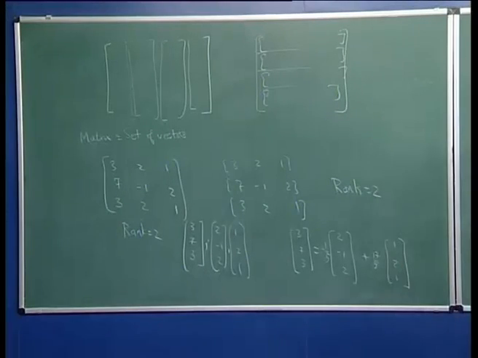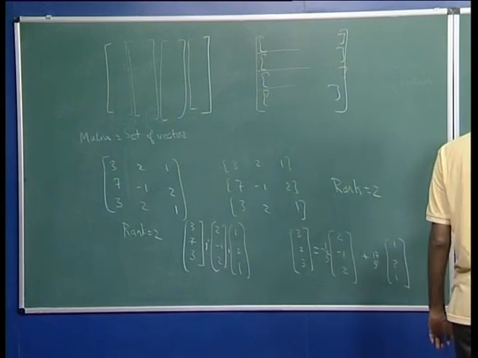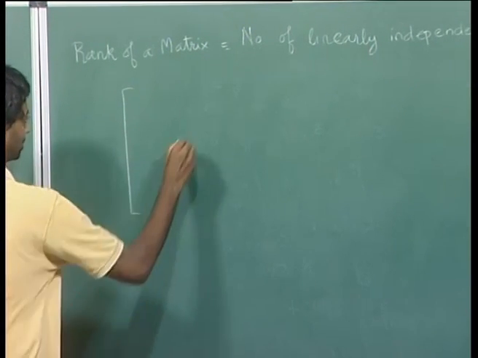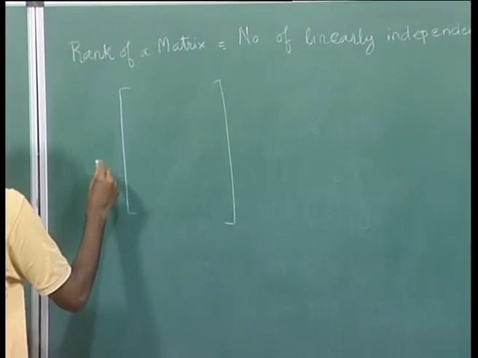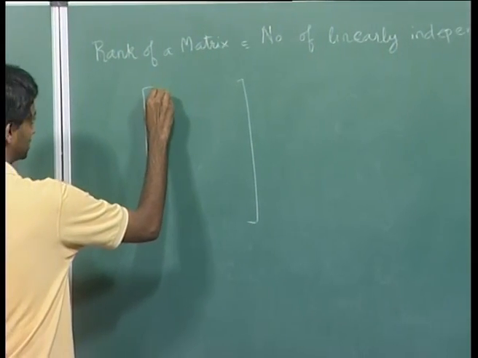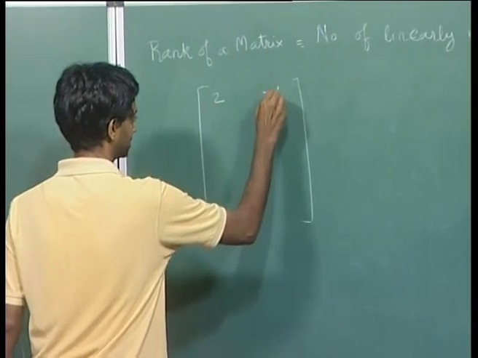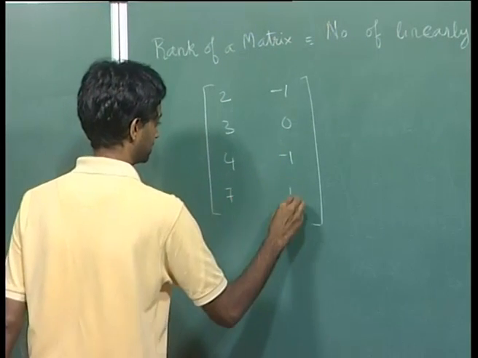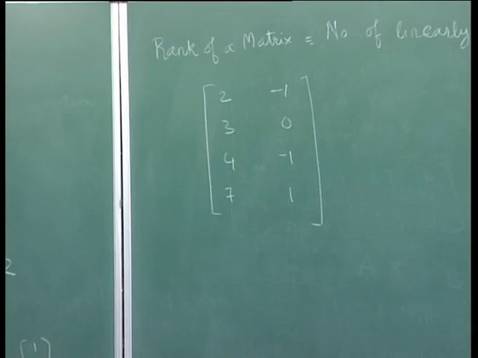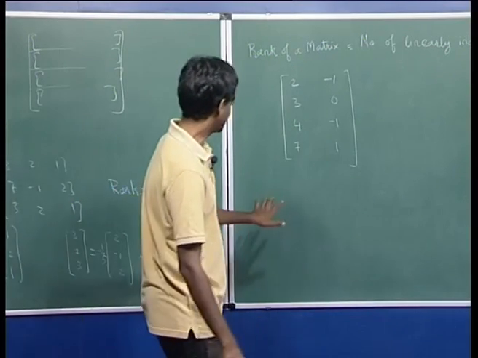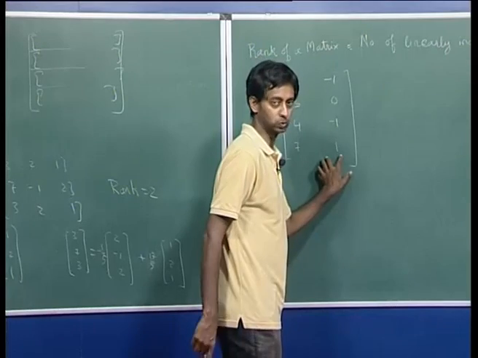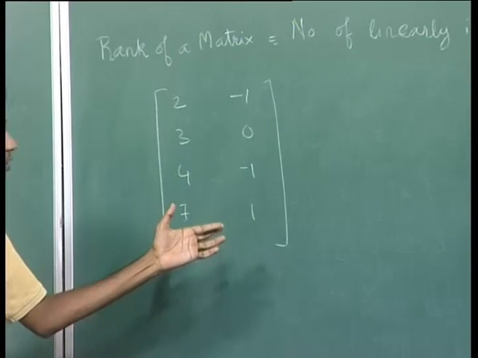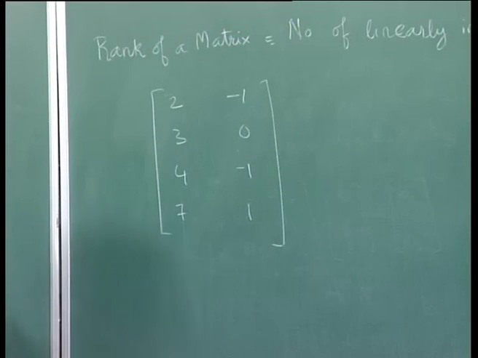Okay. So, the rank of the matrix is the number of linearly independent rows or columns, and suppose I consider a matrix where the number of rows and columns are different. So, suppose I consider a 4 by 2 matrix: 2, -1, 3, 0, 4, -1, 7, 1. Now, the number of linearly independent columns is 2. If you look at columns, then you cannot have more than 2, and in fact these 2 columns are linearly independent.